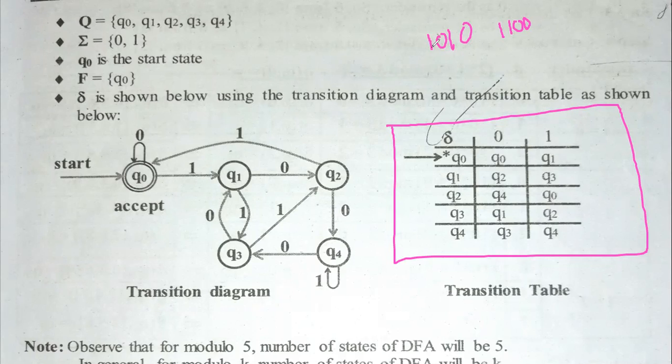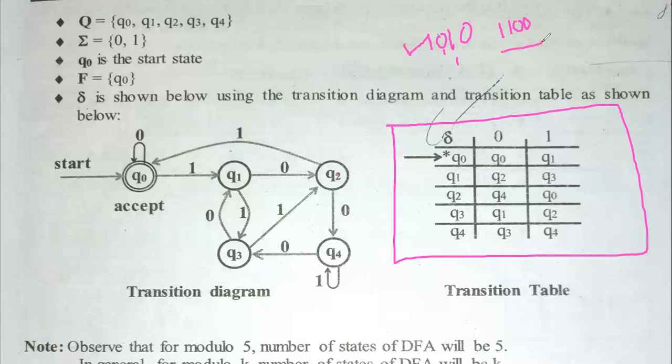On receiving the first 1, Q0 changes to Q1. Later we have 0, so after receiving 0 it comes to Q2. Then when it receives the next value, 1, in Q2, it goes to Q0. Now inside Q0, if you receive 0, we have a self loop, so finally it will be accepted.